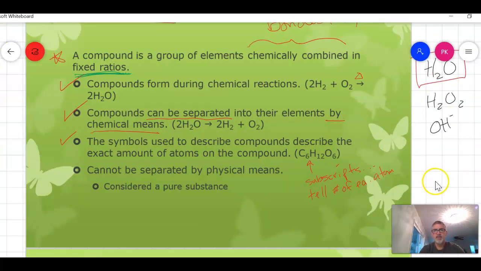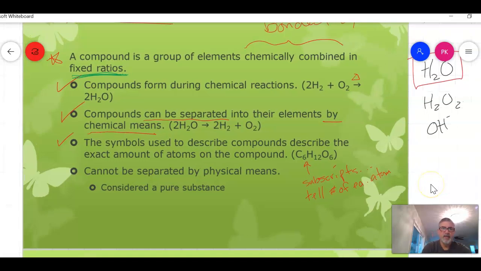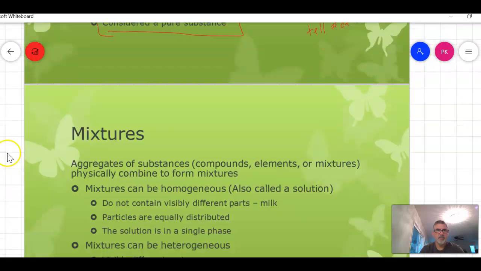So compounds are considered a pure substance. Remember, you have 2 pure substances: you have elements and you have compounds, right? Cannot be separated by physical means. So that's your other pure substance.